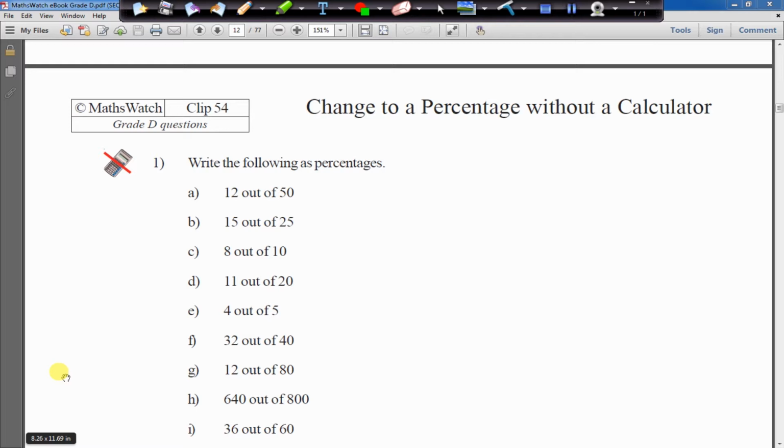Okay, Bismillah, without any further delay, we are doing clip 54 now. Maths CD work, grade D question: change to a percentage without a calculator. And here's the key word, folks. We are not going to use a calculator. We are not allowed to use a calculator. This calculator is not allowed.